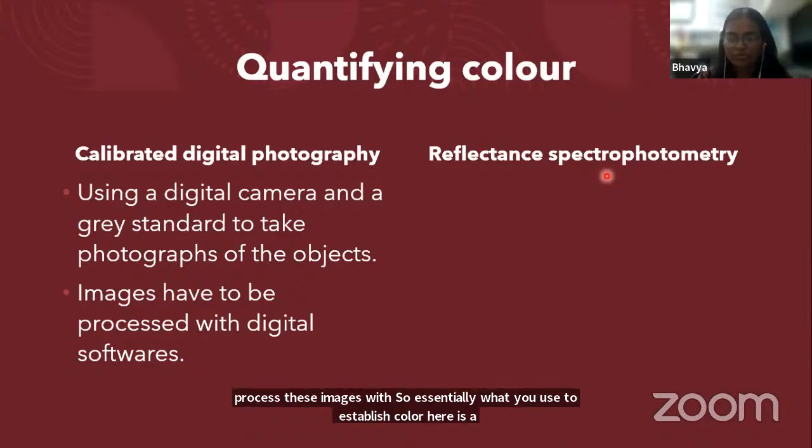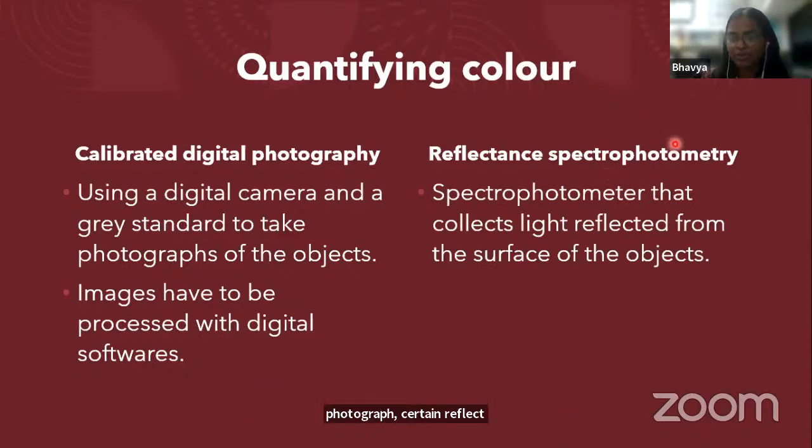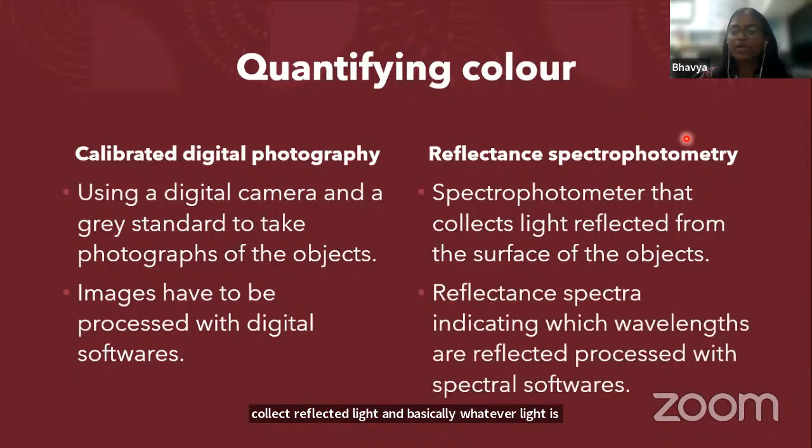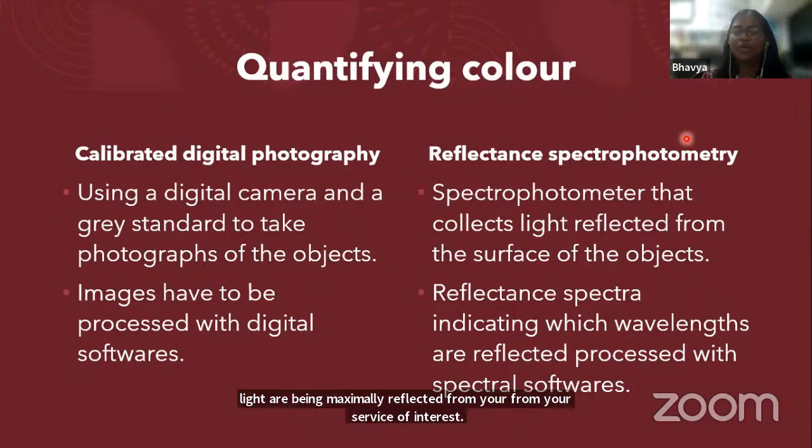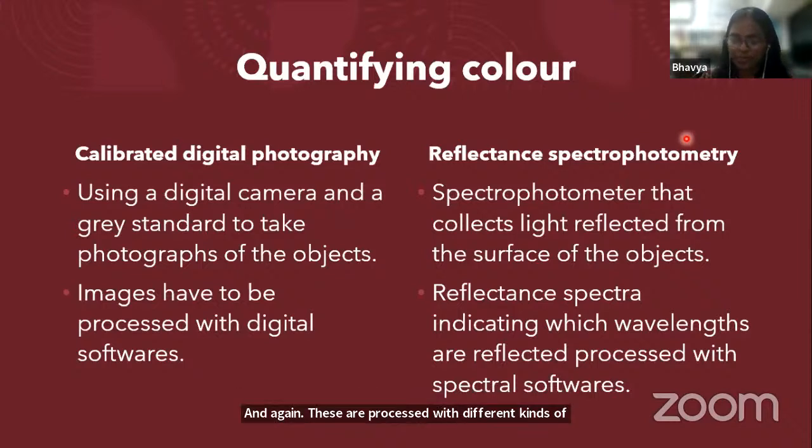But in reflectance spectrophotometry, we use a spectrophotometer, which is an instrument that generates light and can also collect reflected light, basically whatever light is reflected from the surface of your object of interest. And then what we get is a reflectance spectrum. I'll get to the reflectance spectrum in the next slide, but it's a spectrum that indicates what wavelengths of light are being maximally reflected from your surface of interest. And again, these are processed with different kinds of spectral software on a computer.